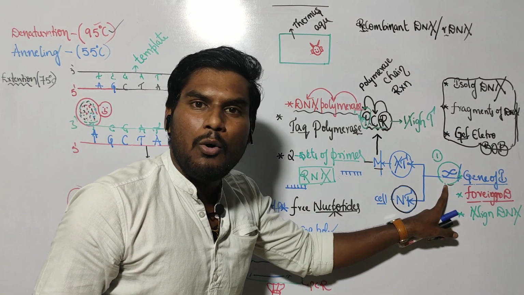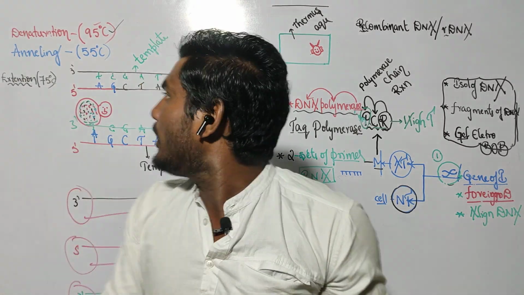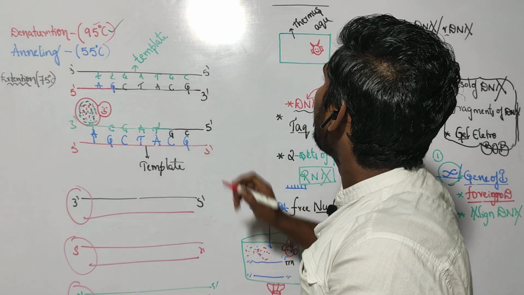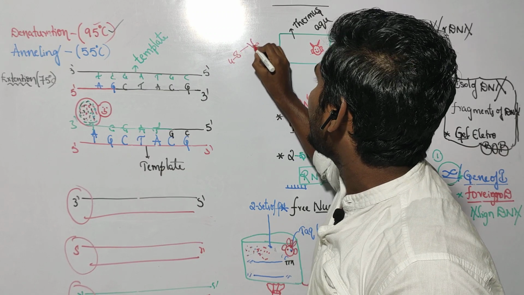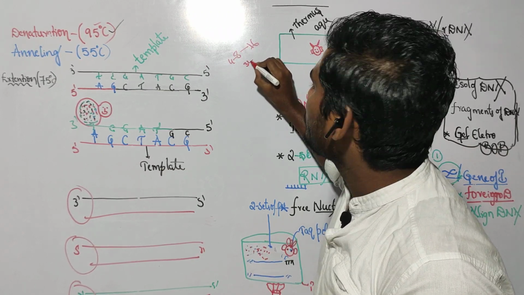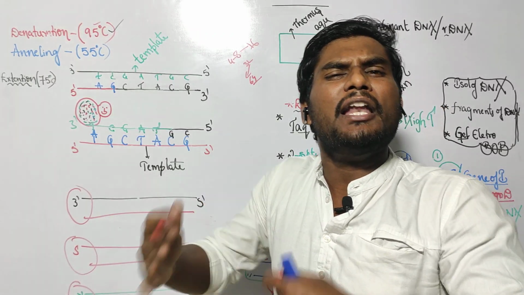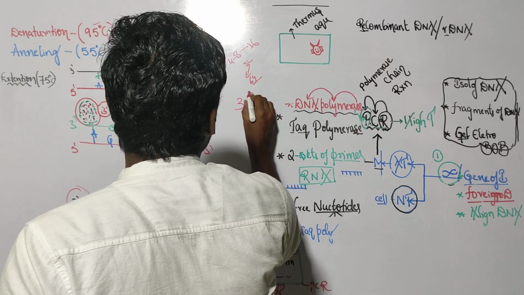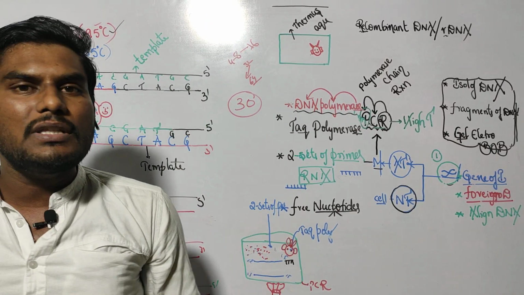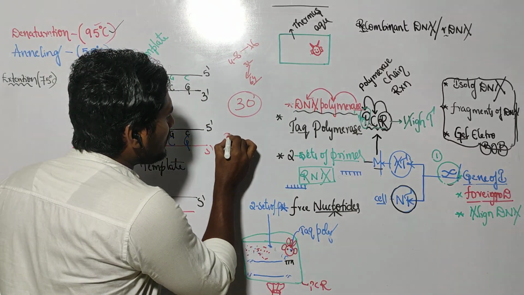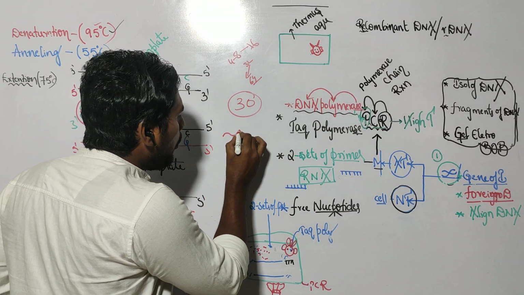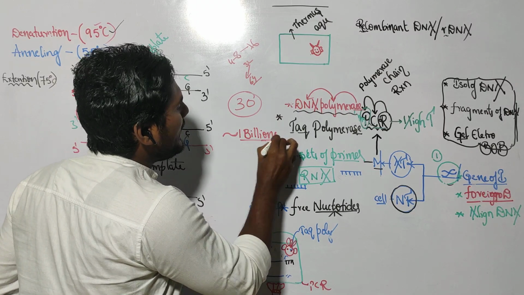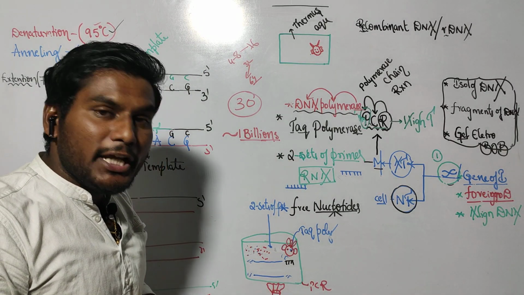Initially we have 1. After one PCR we got 2. After the second PCR we got 4. In this manner 4 will become 8, 8 will become 16, 16 will become 32, 32 will become 64. If you continue the PCR technique for approximately 30 cycles, you will get approximately 1 billion copies.